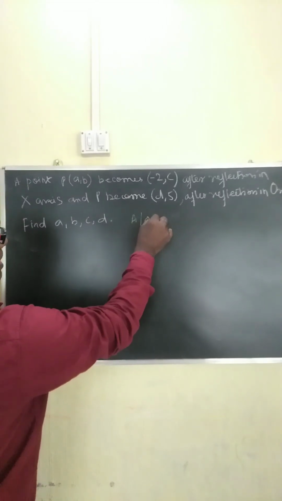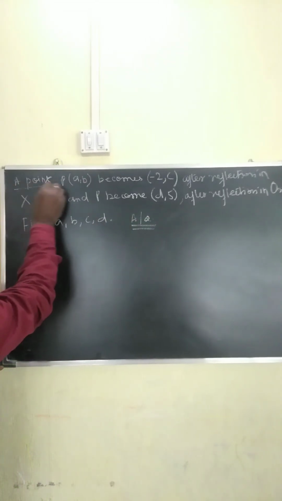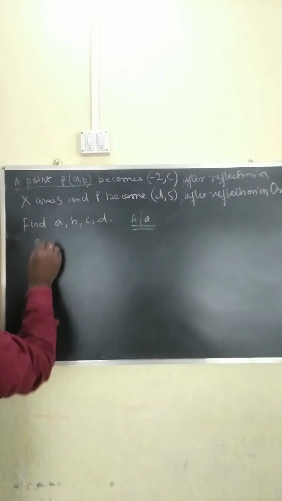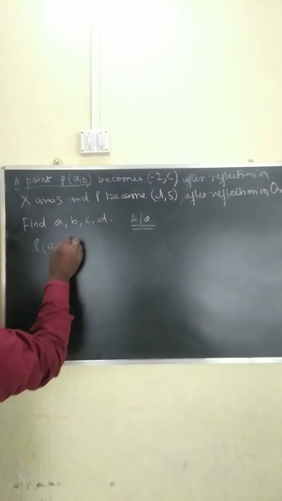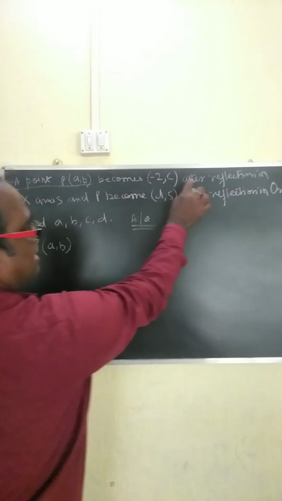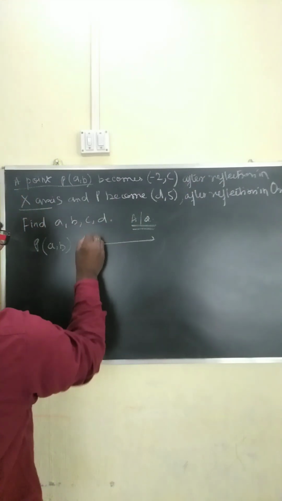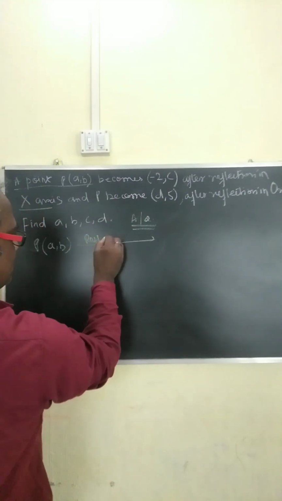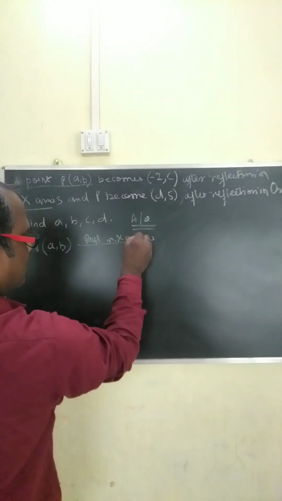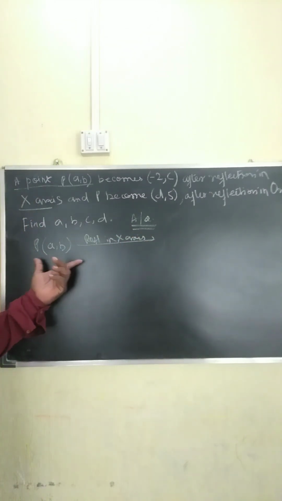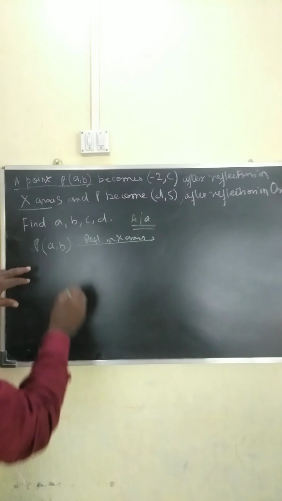First, you have to write down, according to the question, what is given. A point P, that is (a, b), becomes (-2, c) after reflection in the x-axis. So put here an arrow and write reflection in x-axis. So when P gets reflected in the x-axis, what does that mean?